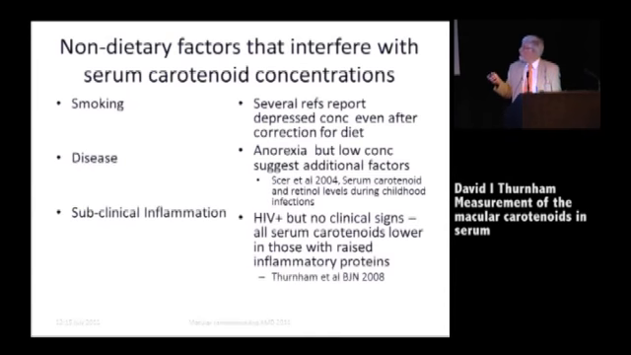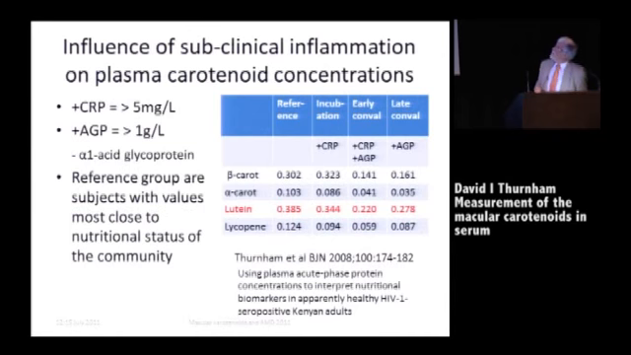I'm going to show you some data we got from Kenya in apparently healthy people living in the community who had tested positive for HIV. They had no clinical evidence of disease at the time we were studying them. It was a supplementation study. I'm just looking here at the baseline data. And what you see is that we use CRP and AGP. This is another acute phase protein. I'll tell you why we used it in a minute.